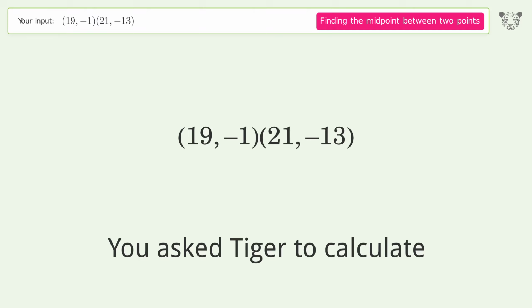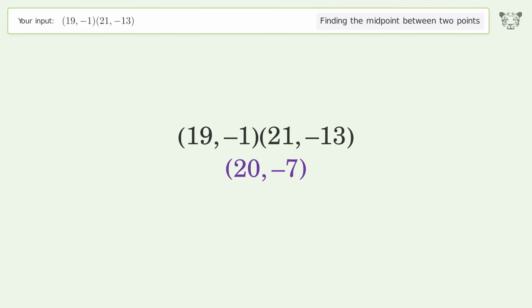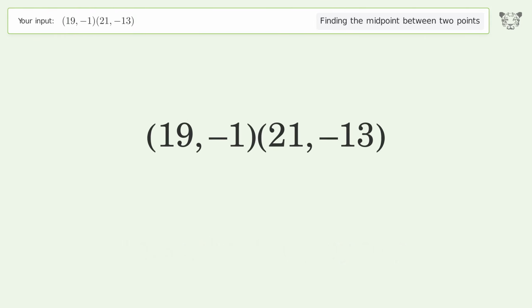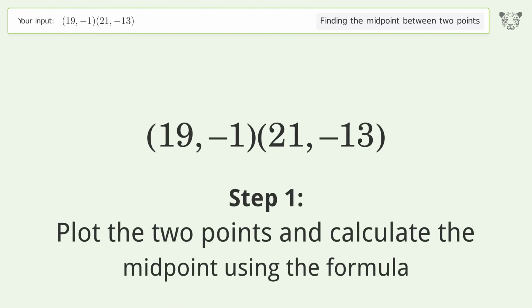You ask Tiger to calculate. This deals with finding the midpoint between 2 points. The midpoint between the 2 points is 20, -7. Let's solve it step by step. Plot the 2 points and calculate the midpoint using the formula.